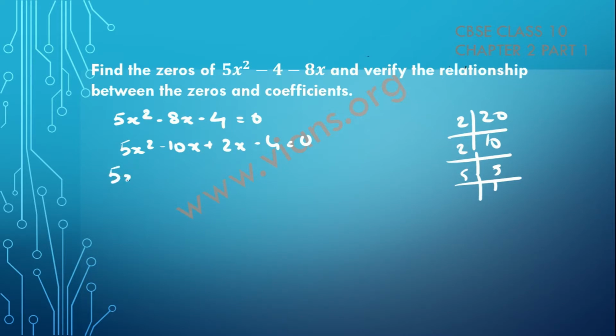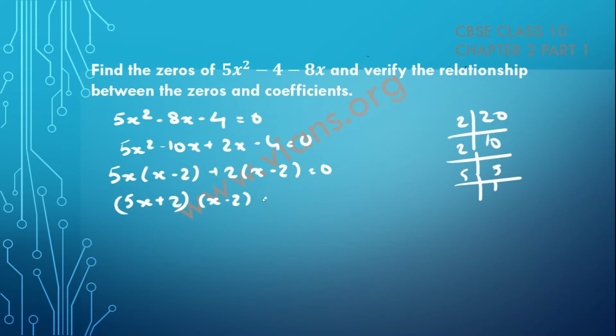Now take out common factors. So that's 5x(x minus 2) plus 2(x minus 2) is equal to 0, which means (5x plus 2)(x minus 2) is equal to 0, which means x is equal to minus 2 by 5 or 2, right? So these are the zeros of the equation.